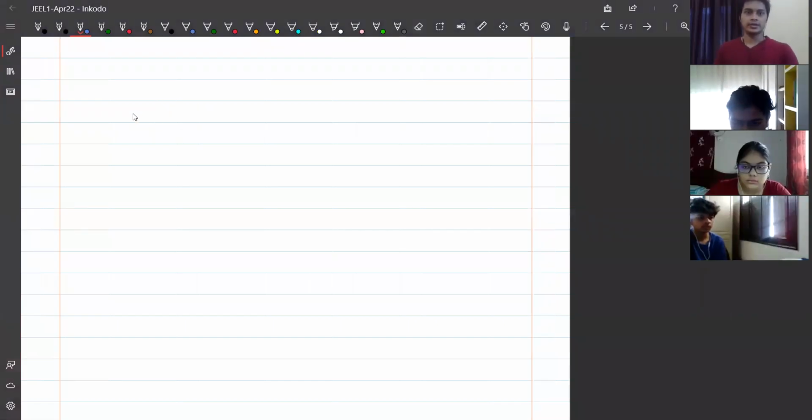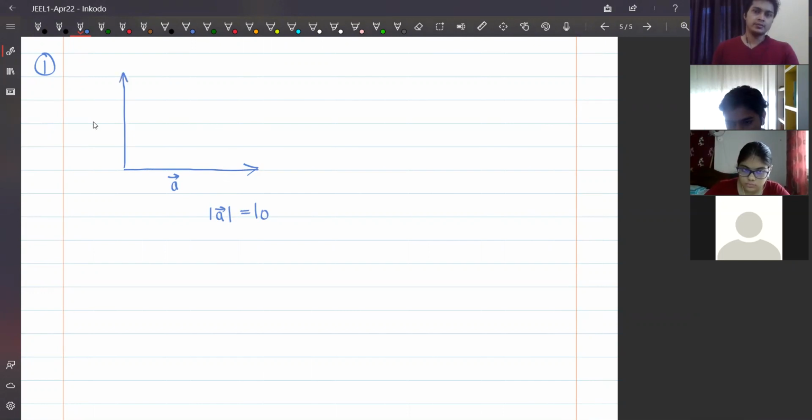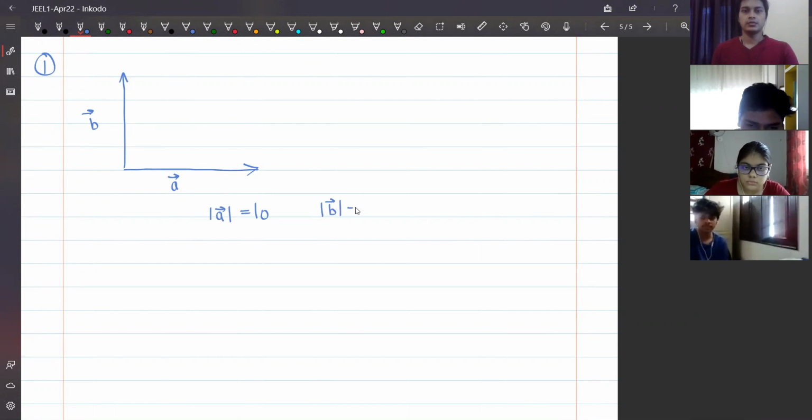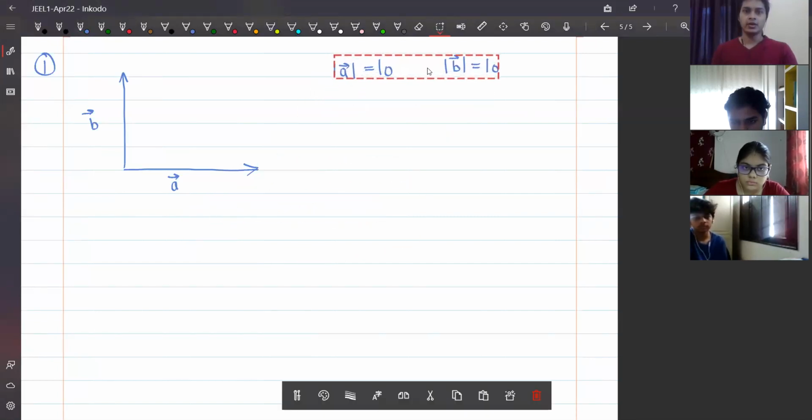Okay, let us do some questions. Let us say I have two vectors. First vector is A vector. It's given that mod of A is 10. And second vector is B vector. Mod of B is given as 10. So two things you have to find. You have to find the resultant vector as well as the angle which resultant vector makes with the horizontal.